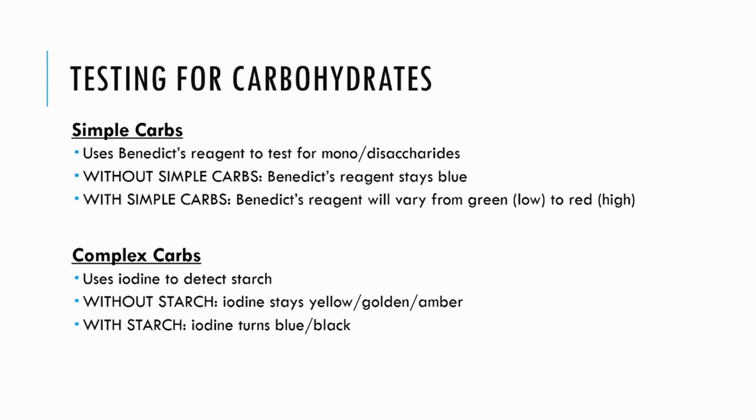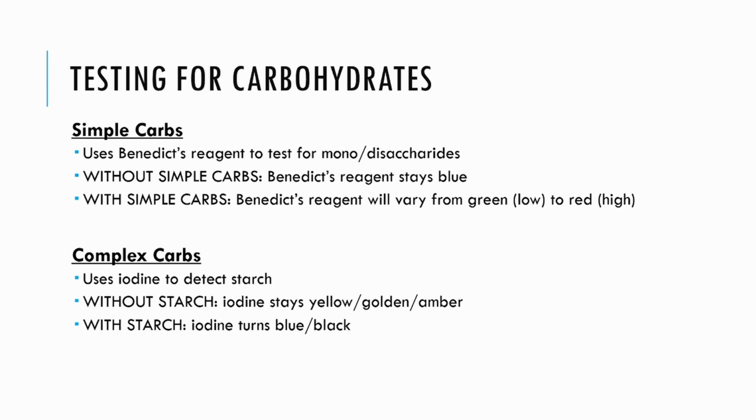If simple carbs are present, then the reagent will vary from green if there's a low concentration of sugar to red if there's a very high concentration of sugar. So we can think of it like a rainbow from blue to red. Blue meaning there's no sugar, green being low, yellow and orange meaning there's a medium amount, and red meaning there's a lot of carbohydrates, a lot of sugars. So you'll watch a video demonstrating the procedure as well as the results of the Benedict's reagent test.